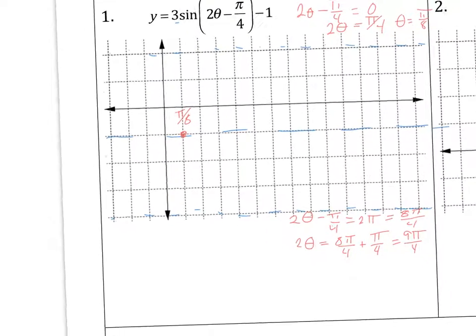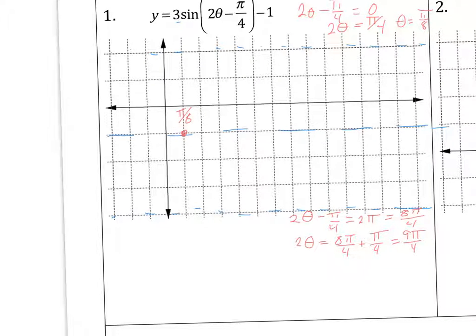When I go to divide that by 2, I end up getting that theta, and dividing by 2 is the same as multiplying by a half, is going to be 9 pi over 8. Okay, I know that I can break a trig function up into 4 pieces, so I'm going to count until I get to my 4th spot. So that's 1, 2, 3, 4.